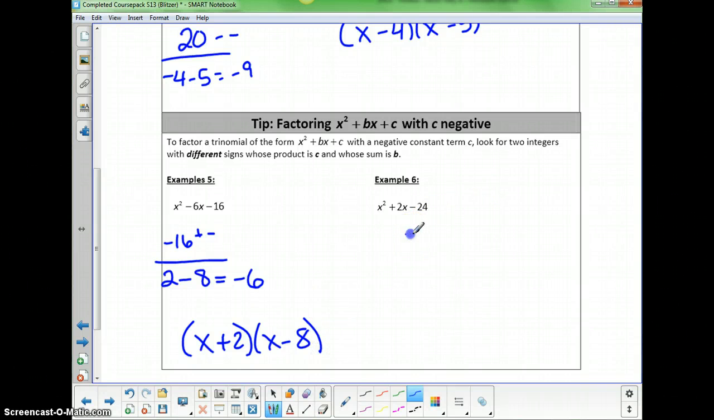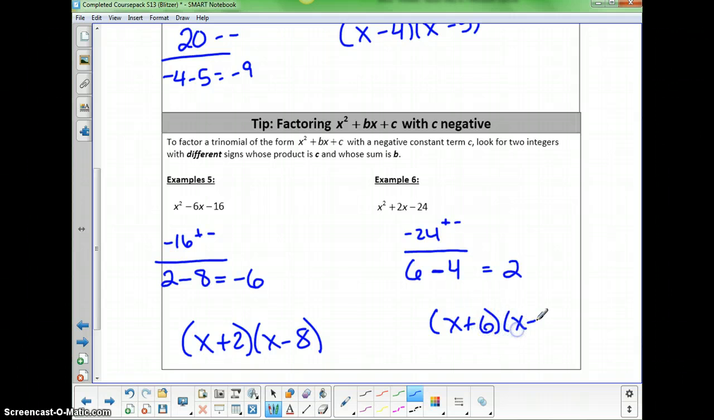Alright, on the next one, a negative 24, so I need one positive and one negative again. 24 is 6 times 4. And if I want this to be a positive value, it better be the smaller number that's negative. 6 minus 4 is 2. That is the value we wanted. So my factorization is x plus 6 and x minus 4.